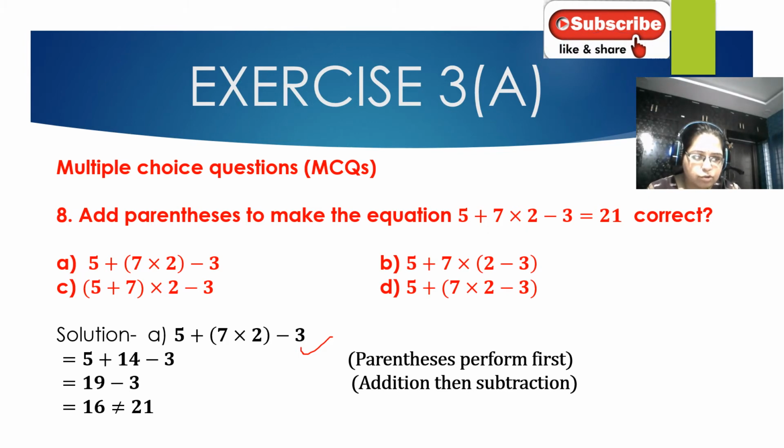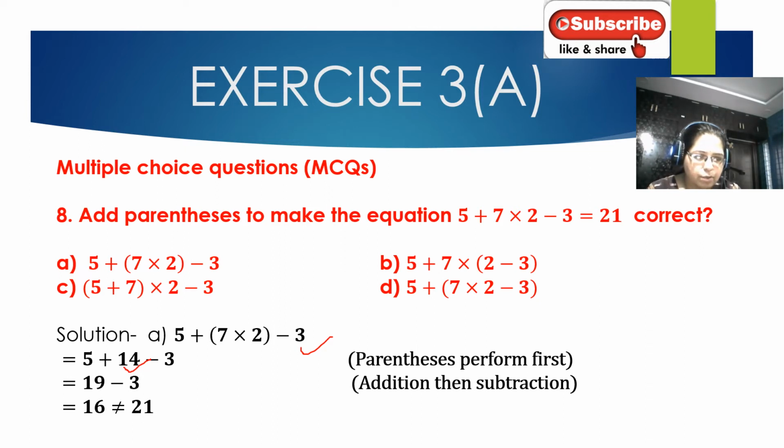According to the Bodmas rule, first the bracket operation is performed. So 7 multiplied by 2 is 14. Then 5 plus 14 minus 3. According to the Bodmas rule, addition and subtraction have equal priority, so equal priority operations are performed from left to right. So 5 plus 14.